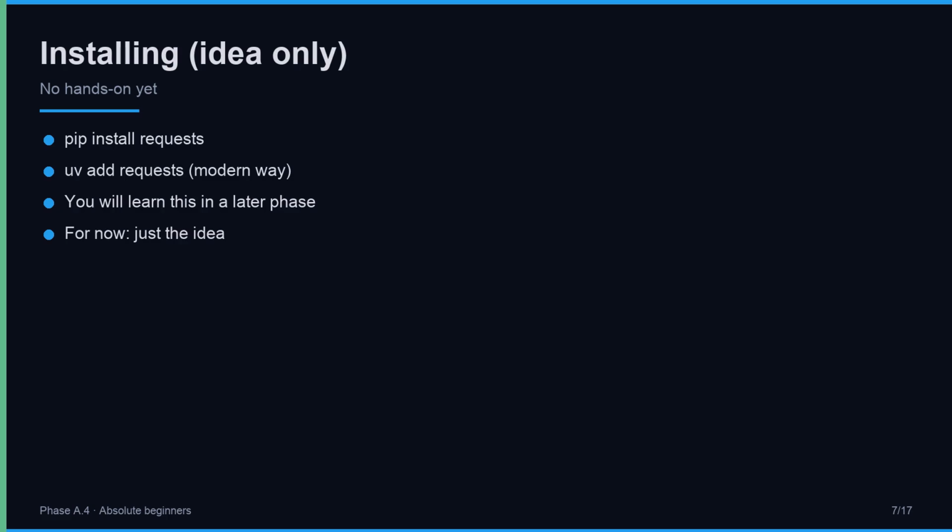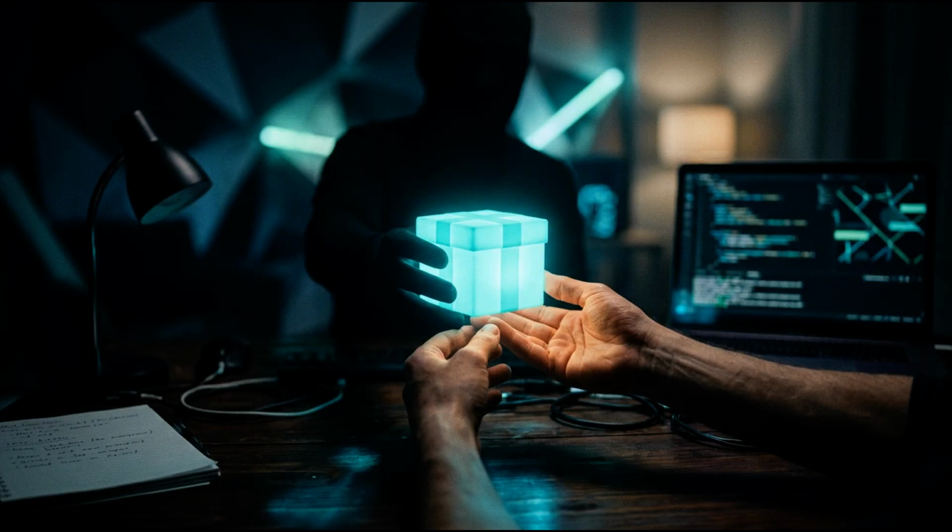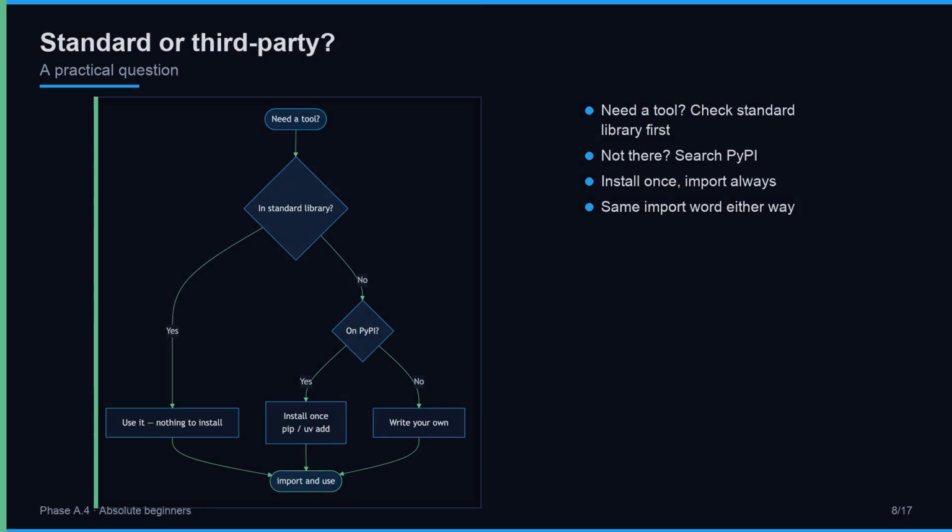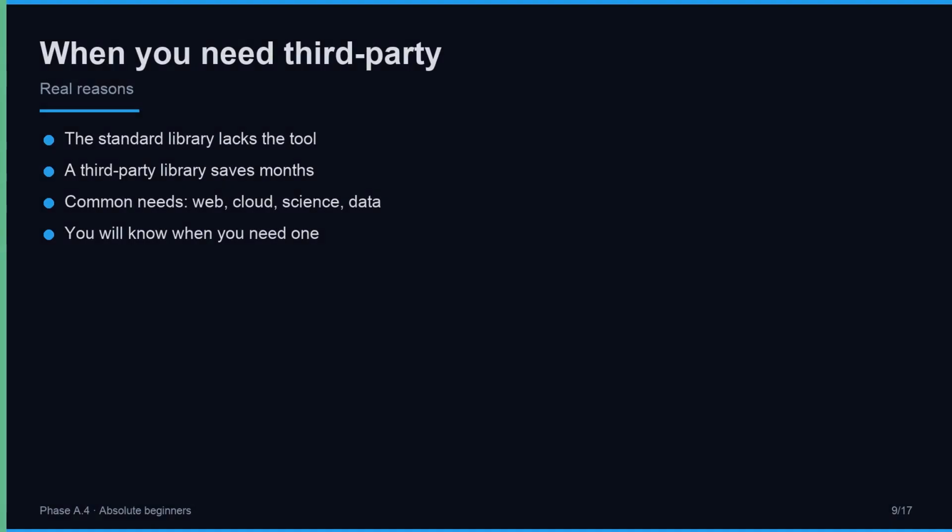Idea only, for now. Third-party code is a gift from strangers. Use it with gratitude and a little care. Ask a practical question when you start a project: does the standard library already have what I need? If yes, use it, nothing to install. If no, search PyPI for a third-party library that fits. Beginners often reach for third-party too quickly, when the standard library already has the tool. Check the standard library first. When it does not have what you need, third-party is there. Standard first. When do you actually need third-party?